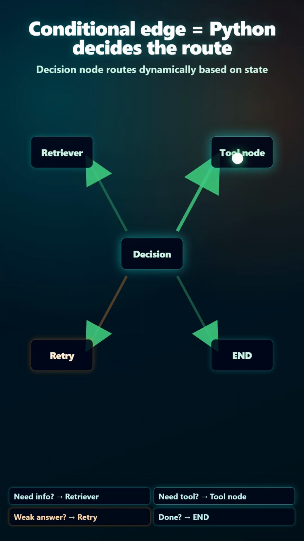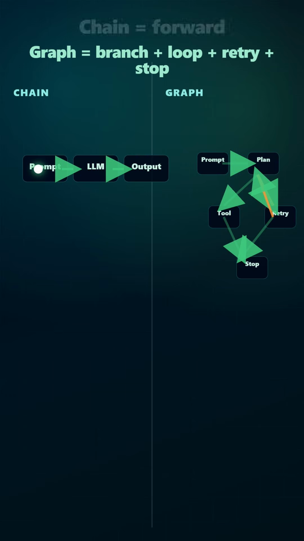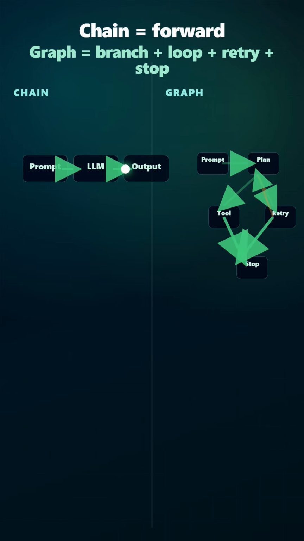If the user needs information, go to the retrieval node. If the model needs a tool, go to the tool node. If the answer is weak, it retries again. If the answer is complete, we end the graph. This is the difference between a basic chain and a controlled agent workflow. A chain usually moves forward. A graph can branch, loop, retry, and even stop based on state. And this is why LangGraph is extremely flexible and also very powerful when creating these agentic workflows.